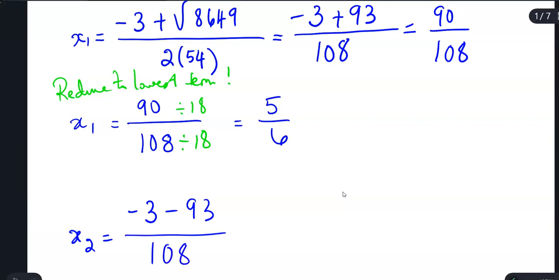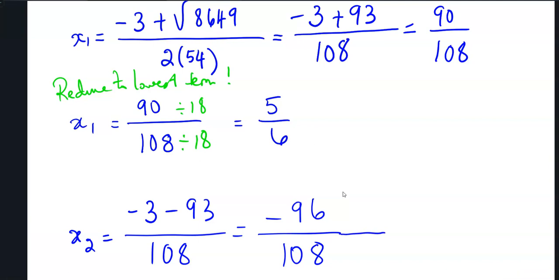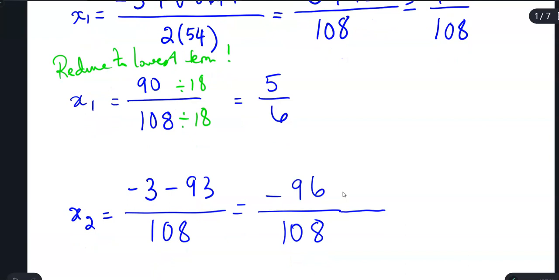Okay, divided by 108. So I should end up with negative 96 divided by 108. And I know that if I reduce to the lowest term, I should have a value of negative 8 over 9. So I divide by 12. Using this method, you really have to reduce your fraction to lowest term. In solving this equation, you need to express your solution in lowest term anyway, in terms of a fraction. So in this case, I should have negative 8 over 9.